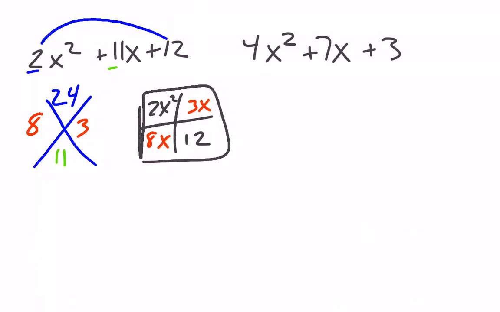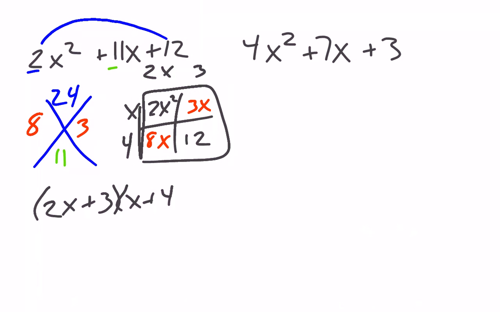And now I take out my GCFs. So I should get GCF of my first column, 2x, 3x, and 4. So this factors to 2x plus 3 times x plus 4. The end.